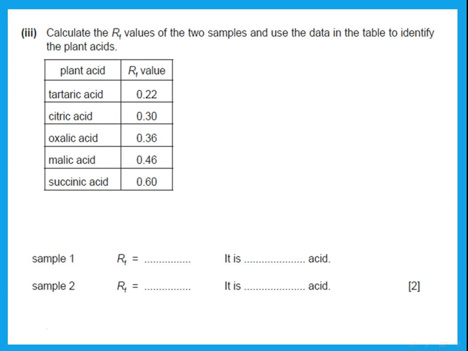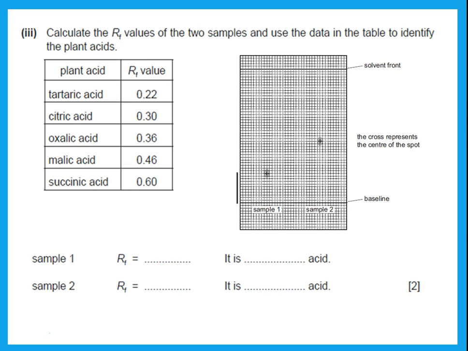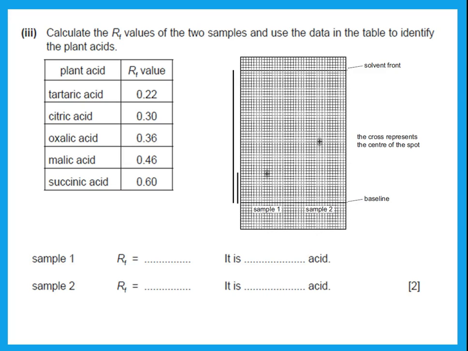Okay, calculate the RF values of the 2 samples and use the data in the table to identify the plant acids. Remember that if I have samples, how do I calculate the RF value? The RF value is the distance traveled by the spot. So for example, for sample 1, it is the distance from the baseline to the middle of that spot, divided by the distance traveled by the solvent, all relative to the baseline. So from the baseline to the solvent front.